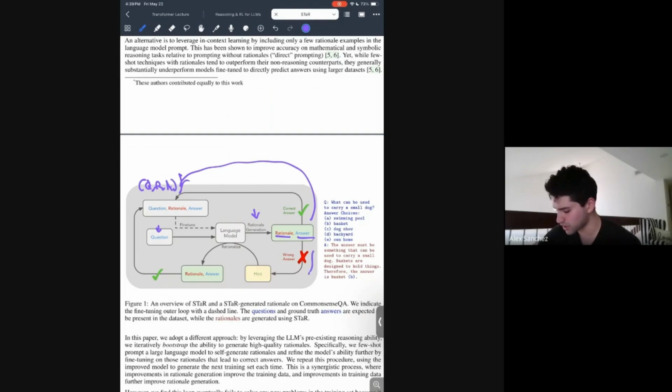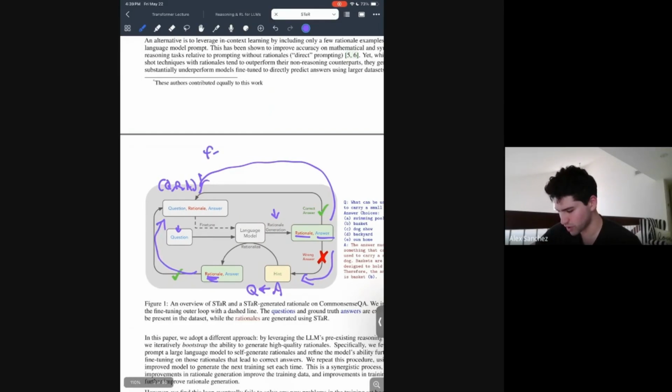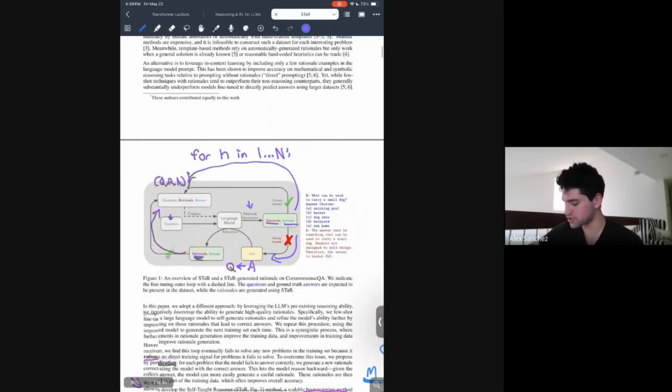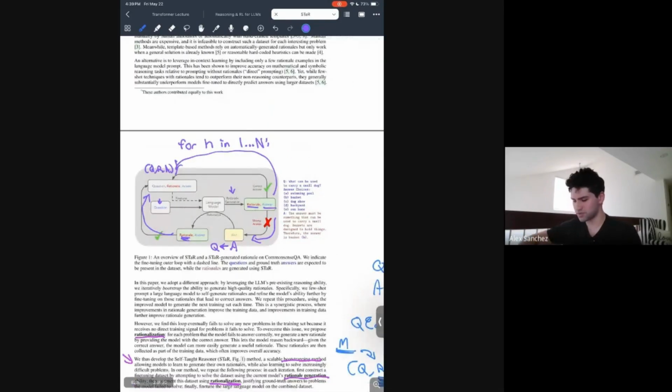However, if it's wrong, then we give it that rationalization hint. The hint is now we give the model the answer, and it has to work backwards towards the question, which generates, again, some rationale, which we then add again to this QRA. And this is the whole loop. This is where the for n in 1 to N comes from. It's literally this part. This graph is very intuitive. You understand it completely off this.